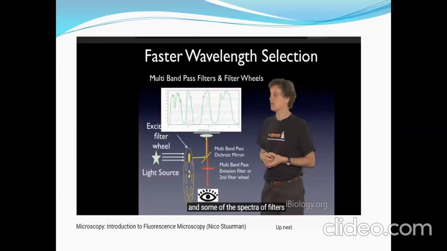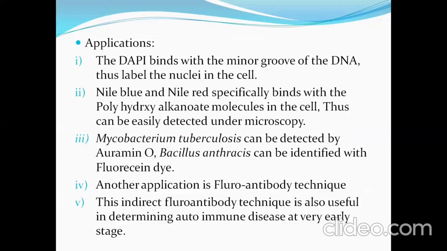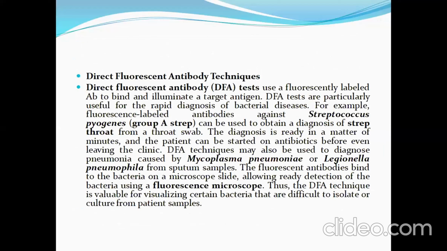So next we pass on to the application part. Whatever I have written here, I have already mentioned to you, and I have to discuss the direct fluorescent antibody technique and the indirect fluorescent antibody technique. I have just briefly described it. And what is direct fluorescence? Here we use a fluorescently labeled antibody to bind and illuminate a target antigen. Okay, so the antibody itself is bound with a dye, and it will bind with a certain antigen, so that when we observe the slide under the microscope, we can detect the antigen.